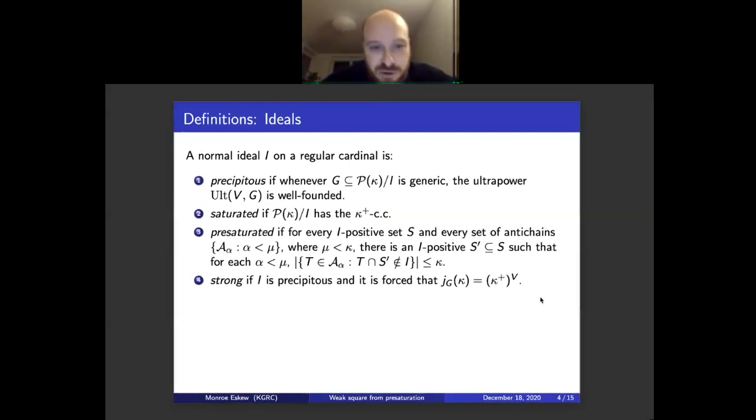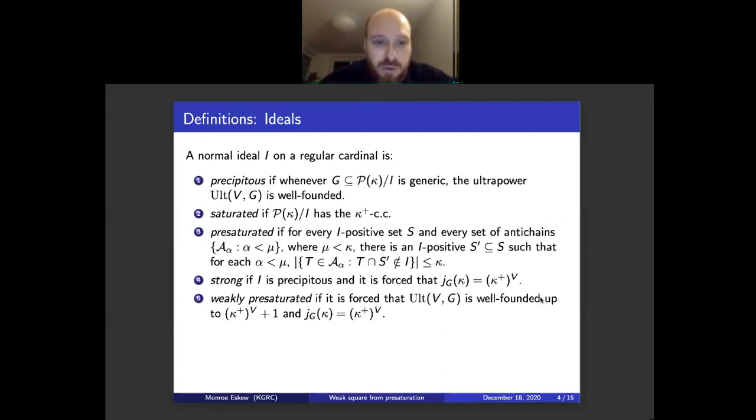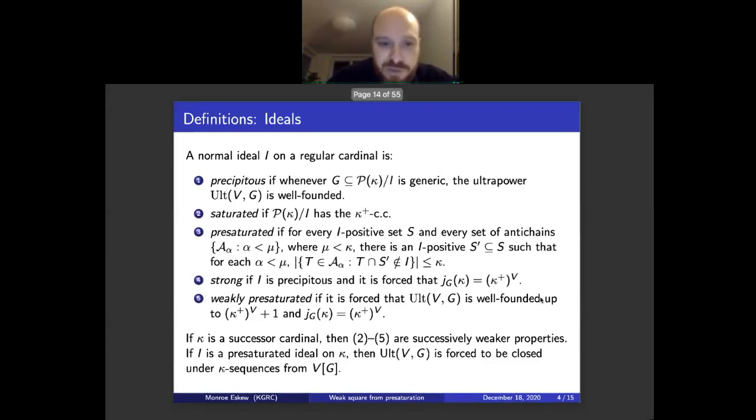We say an ideal is strong if it's precipitous and it's forced that the generic embedding sends kappa to the kappa plus of the ground model. Weakly presaturated is less well known, but it's defined in Woodin's big book. This is just strong with precipitousness removed. So it's at least well-founded up to the ordinal kappa plus one, and kappa is sent to that ordinal, but we don't assume it's fully well-founded.